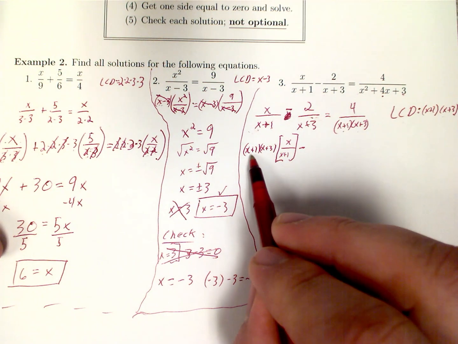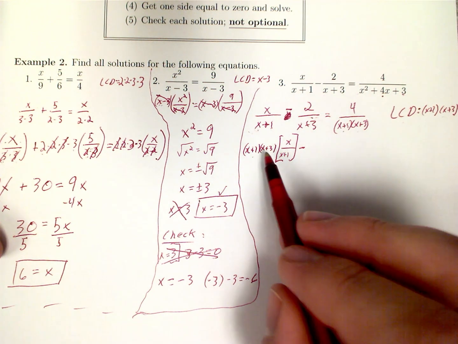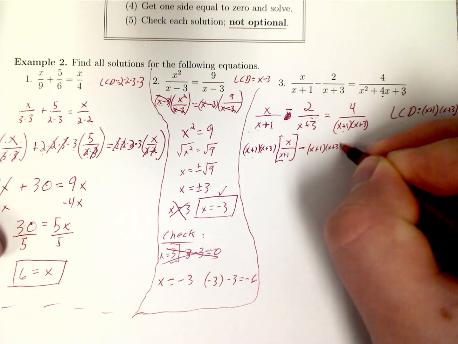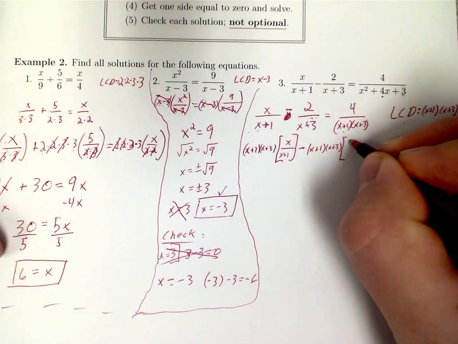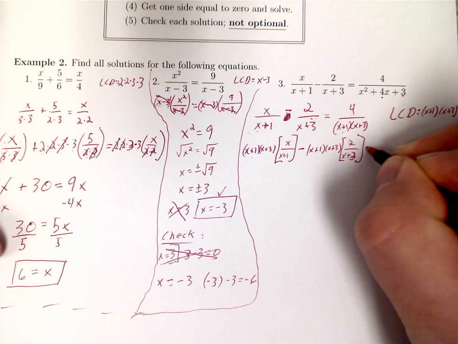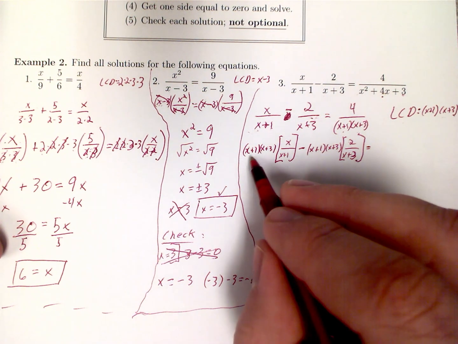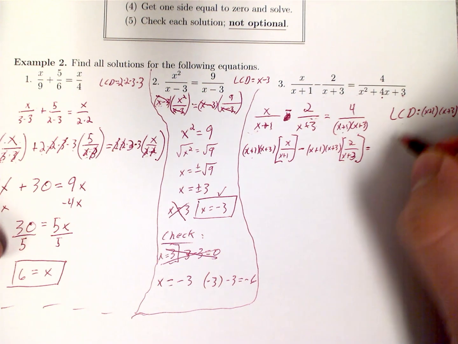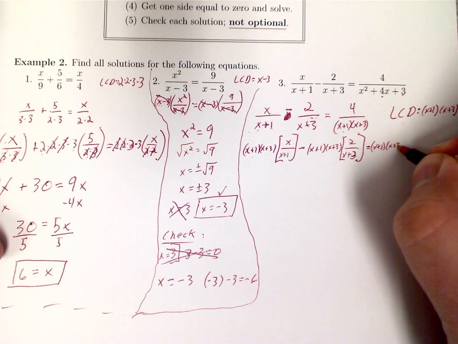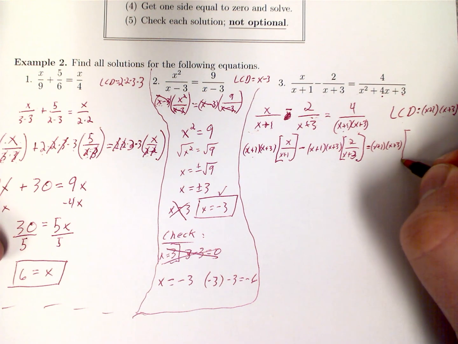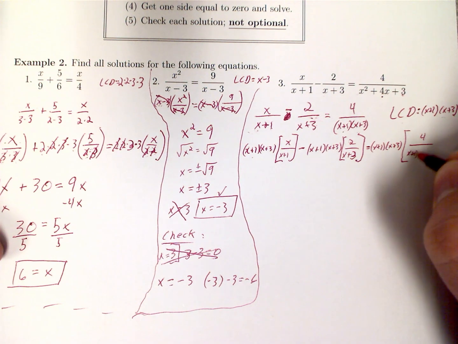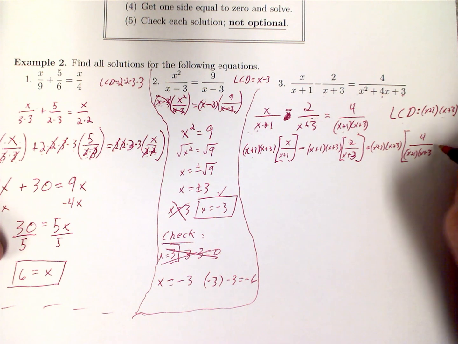minus, and then we have the next part, so again, multiply by the LCD, x plus 1 times x plus 3 times 2 over x plus 3, equals, again, lastly, 1, 2, 3 terms, all of them get multiplied by the LCD, x plus 1 times x plus 3, all times this last term, 4 over x plus 1 times x plus 3.